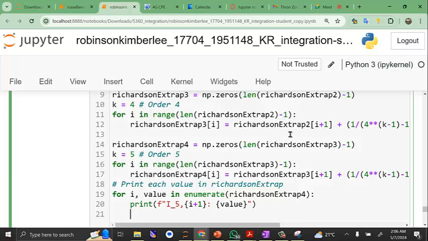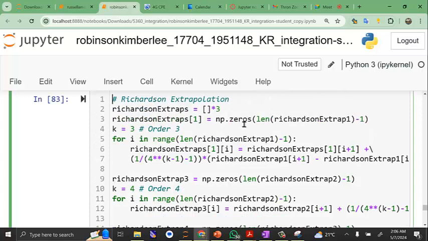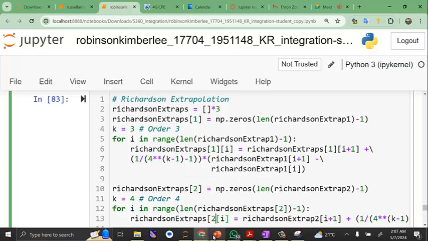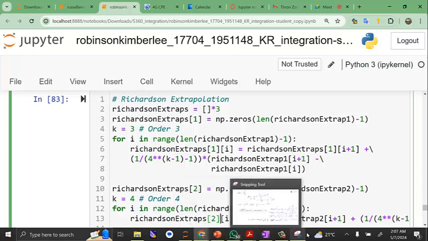Where am I? Sorry, I skipped around. And then this would be minus here. And then this one would be Richardson extracts 2. So you could actually do this whole thing as a big loop over K. So here we'd have this, and here I need Richardson extracts 2, like that. And then this would be Richardson extracts 2. So same thing here.